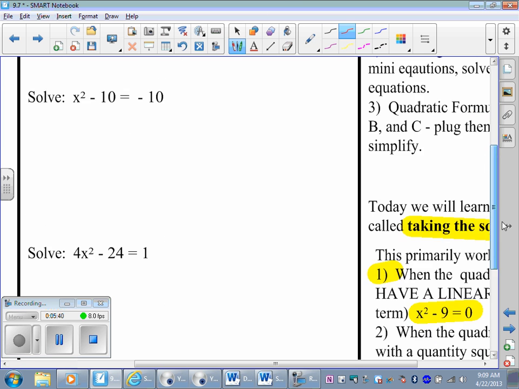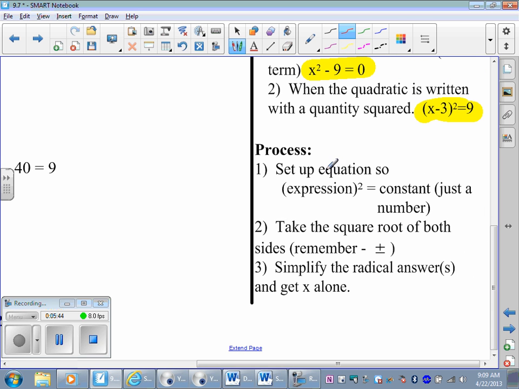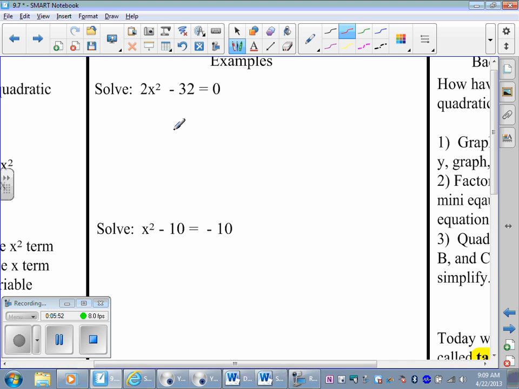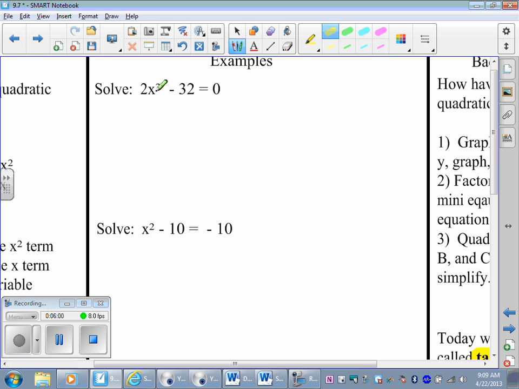Now let's look at step 1 down here. It says set up the equation so that the expression, the thing being squared, is equal to the constant. So we need to get the thing being squared alone. Make sure you notice what I'm doing here. We need to get this alone, not the 2. I only need to get x squared alone.